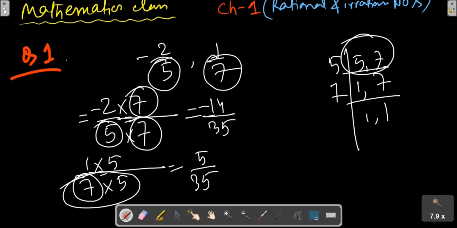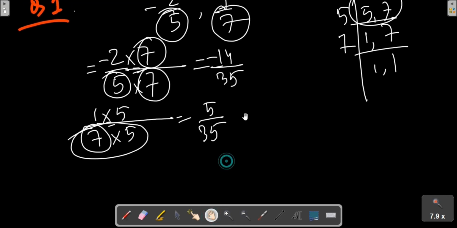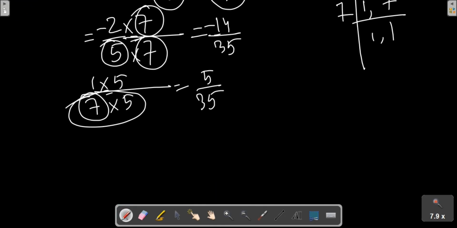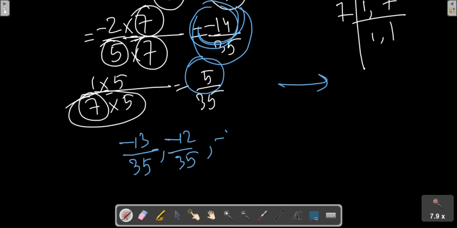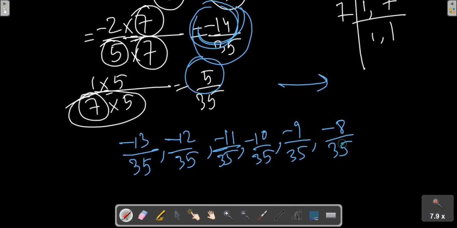Now see how many rational numbers they told us to put. They told us to put 10 rational numbers, and you will find there are many rational numbers inside them. Students, please focus here now. It's minus 14 and here it is 5 by 35. So after minus 14, if you go to the right side, you will get minus 13, but 35 in the denominator will always be fixed. So next will be minus 12 by 35, then minus 11 by 35, then minus 10 by 35, then minus 9 by 35, then minus 8 by 35, minus 7 by 35.